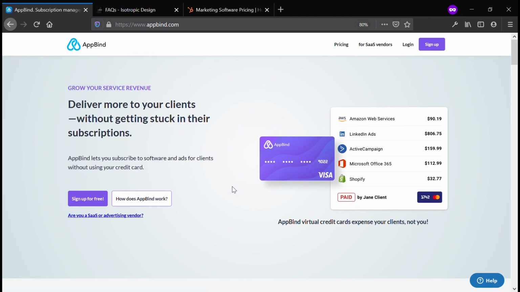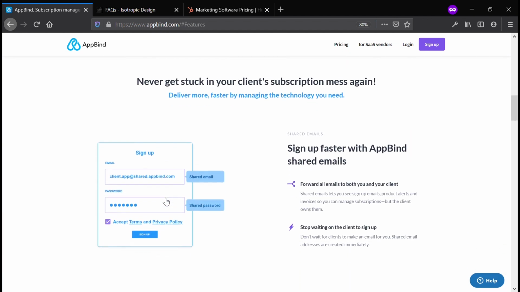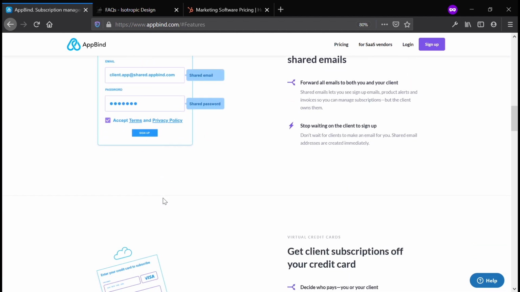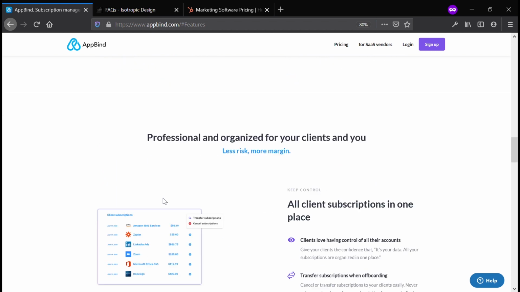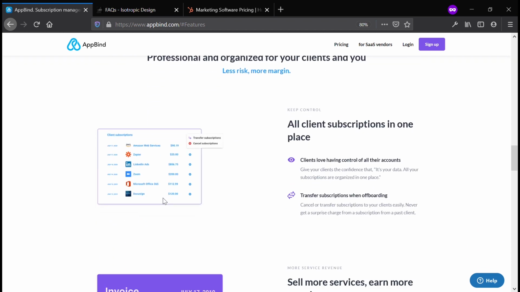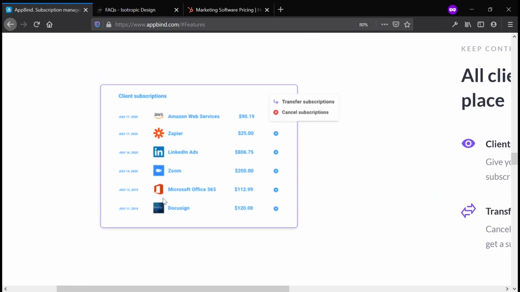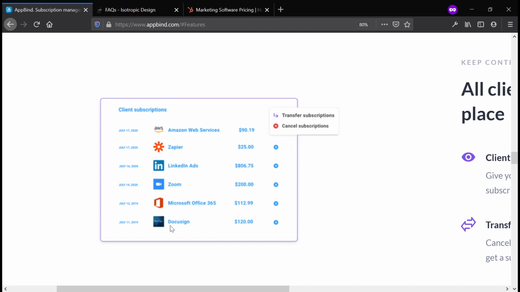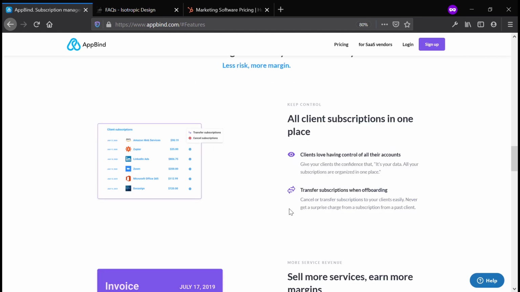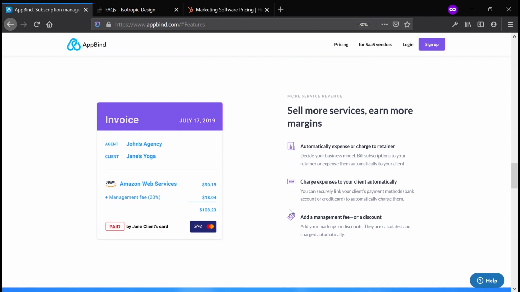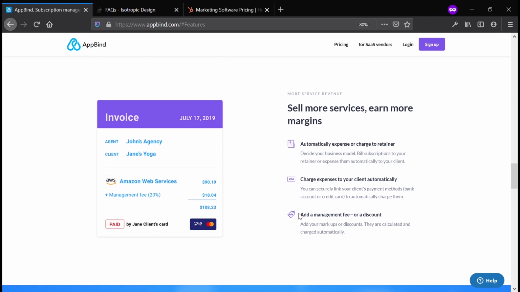What Appbind allows you to do is set up a subscription, set up a bunch of subscriptions, consolidate that monthly cost into one payment that the client makes, and really just bill the client on their behalf for that subscription while managing the platform and managing the subscription. So take a look at Appbind because it's a really powerful tool.